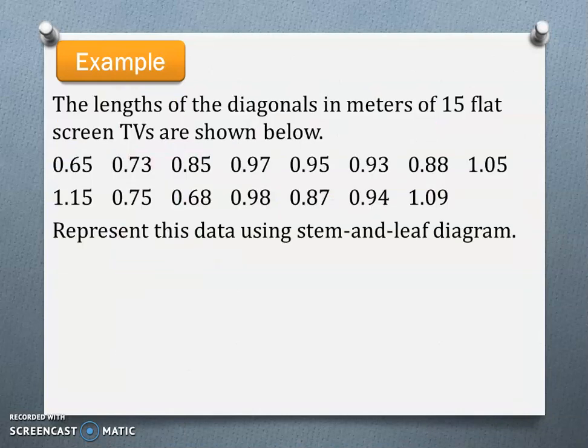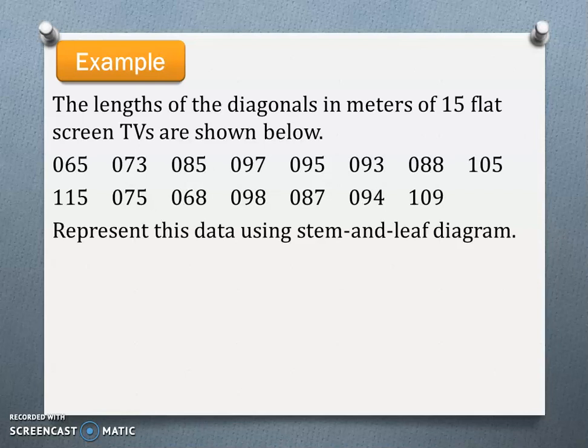Now let's see another example. The lengths of diagonals in meters of 15 flat screen TVs are shown below. Represent this information using a stem and leaf diagram. This data looks a little complicated. But suppose I take out the decimals from each number. Now all these zeros are of no use. Can I get rid of them? Is it looking better now?